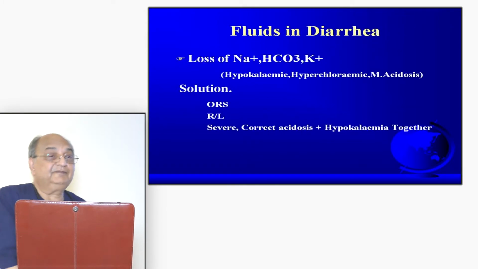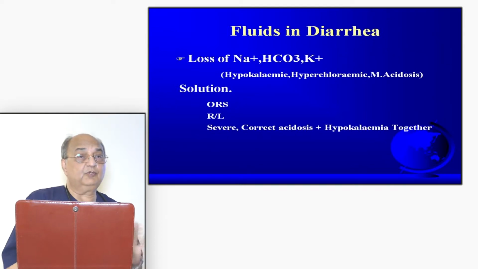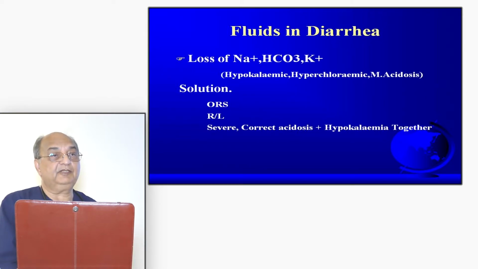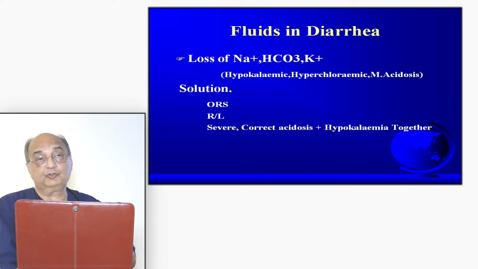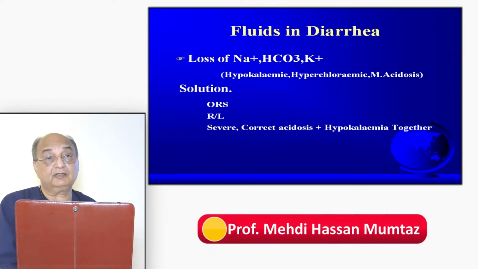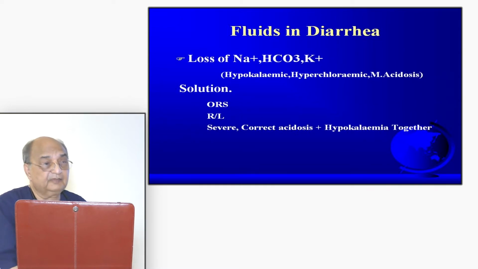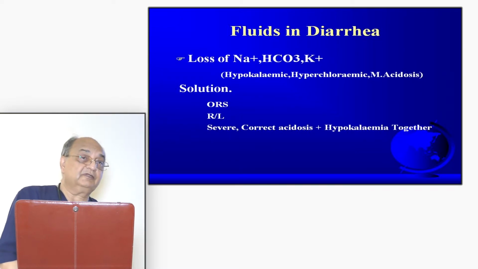Now, fluid in diarrhea. The person is having diarrhea only, no vomiting. So the patient is losing potassium, they go into hypokalemia. The patient is losing sodium, and they are losing chloride. They are not losing chlorides with the diarrhea, and the patient goes into hyperchloremia also. So the patient goes into metabolic acidosis. When the patient goes into metabolic acidosis, if it is not severe diarrhea, you give ORS to the person, that can correct it. If it is a little bit more, you give Ringer's lactate to these patients.